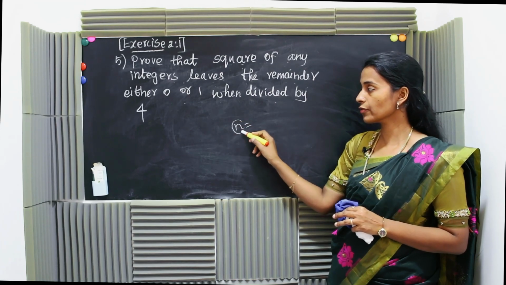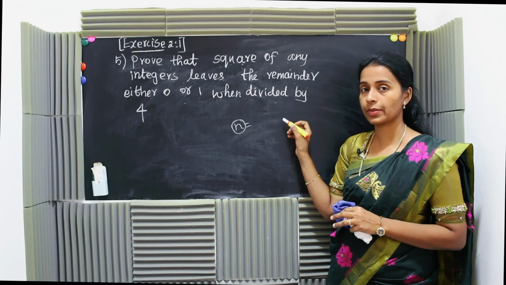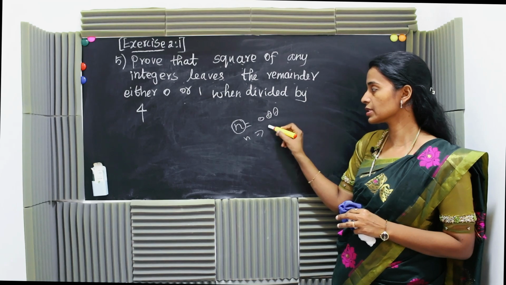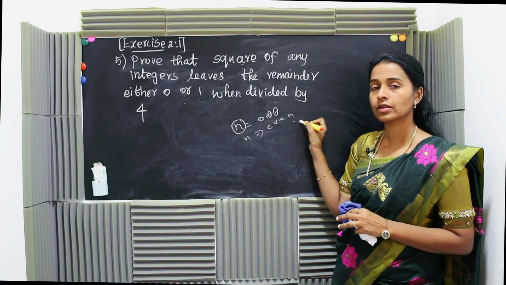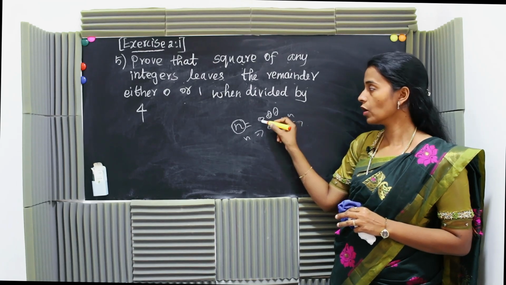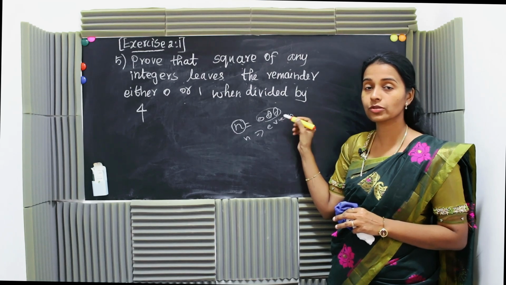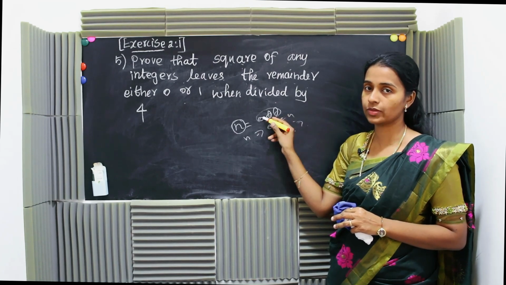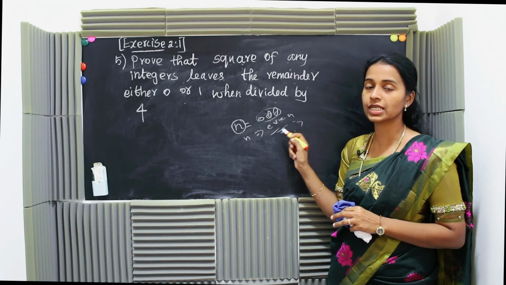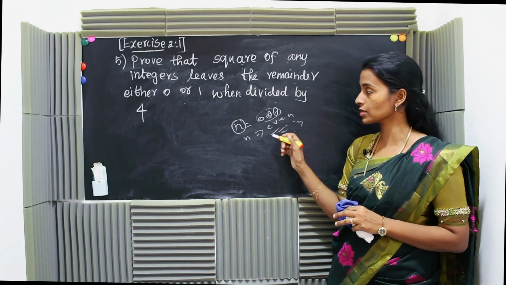If this particular number is odd, what will happen? If the particular number is even, what will happen? We have to check both cases. Odd means we should know the formula for creating odd numbers, and for even, we should know the formula for creating even numbers. Already we had discussed this in my previous classes.